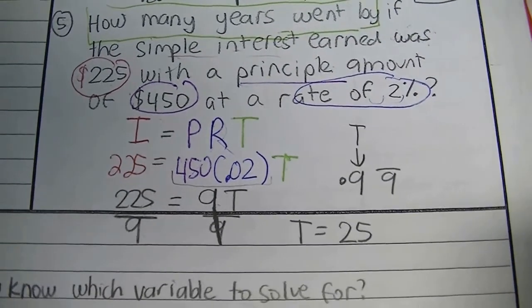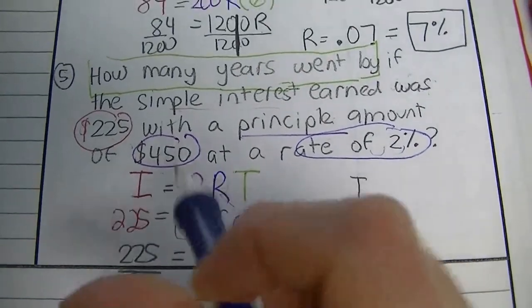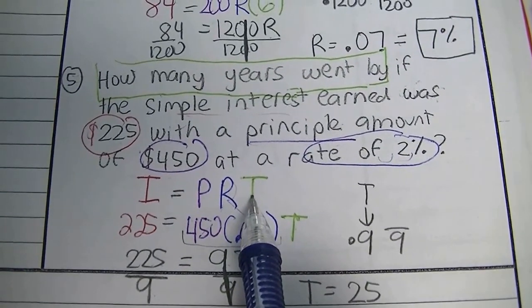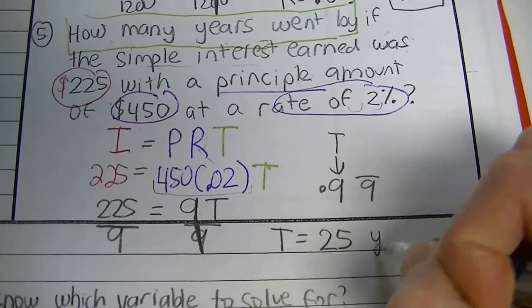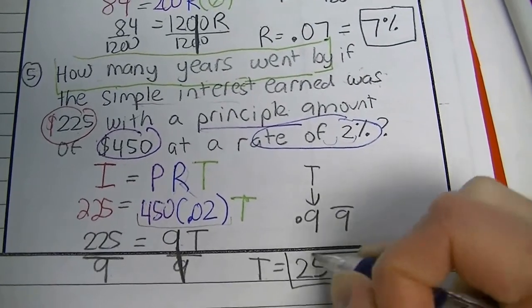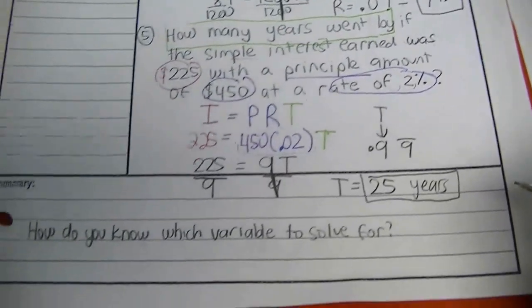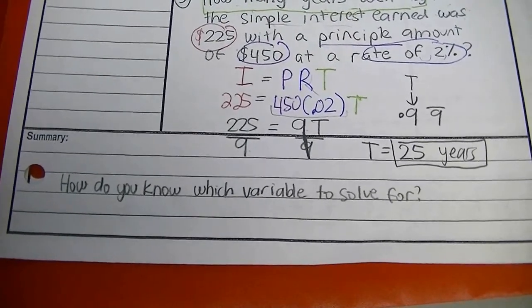Is that $25, 25%, 25 years? Let's check. So t represented the time in years, saying how many years went by. So 25 years went by. Okay. For your summary, how do you know which variable to solve for? Answer that, please.